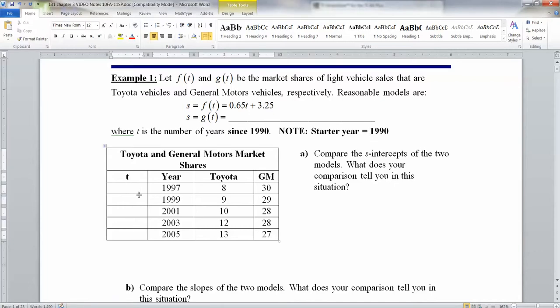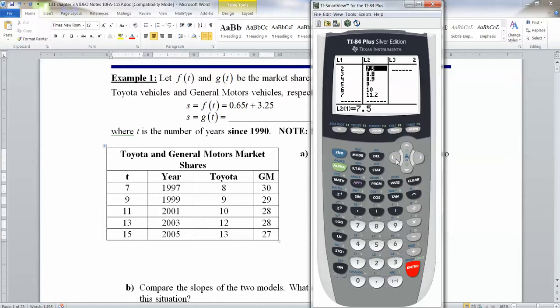So we need t. T is our actual value. So we need 7, 9, 11, 13, 15. Cool. So when I go to the calculator, I press Stat, I press Edit, number 1, Enter. And then I'm clearing out the old stuff. So I go up, press Clear, Enter, and it makes it blank. Go over to the left, up, Clear, Enter. Now it's all blank. And now I'm going to type 7, Enter, 9, Enter, 11, Enter, 13, Enter, 15.